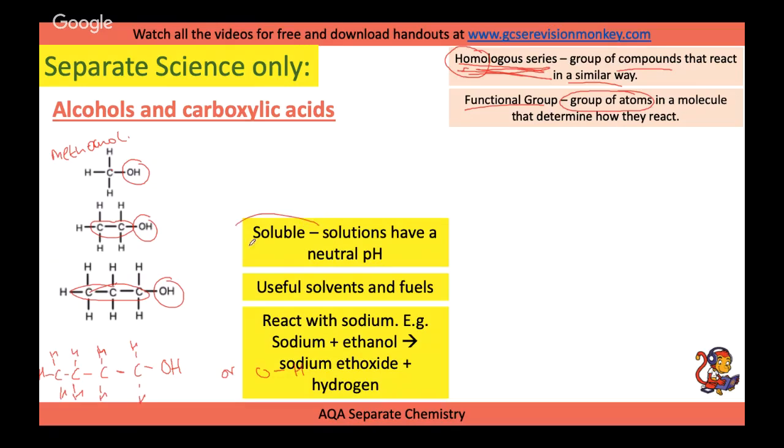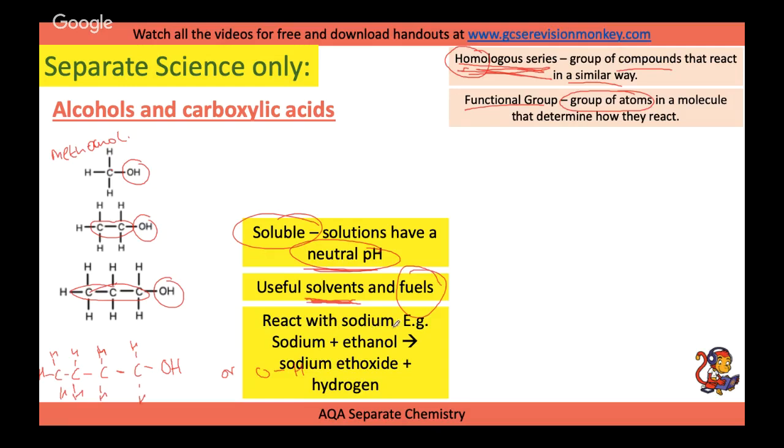When they dissolve, they are soluble. When they dissolve, their solutions have a neutral pH. So there might be a question asking you to identify whether something is an alcohol or not with a table of information. If it's got a neutral pH, it's an alcohol. It's a useful solvent. So we can use it, for example, in chromatography, like we discussed right at the beginning, or of fuels like spirit burners you may well have used in the lab with ethanol and methanol in.